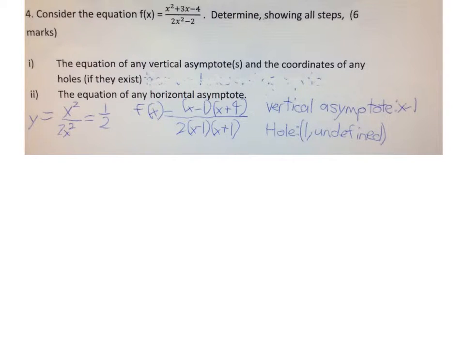Unfortunately, on the bottom you have it factored correctly as well, right? 2 times x squared minus 1, and then x squared minus 1 factors as a difference of squares, okay? So that's a good start right there, to show your work by factoring.